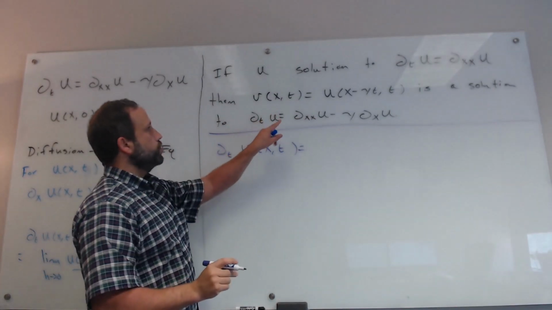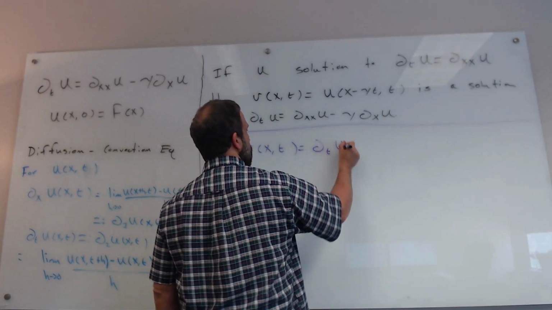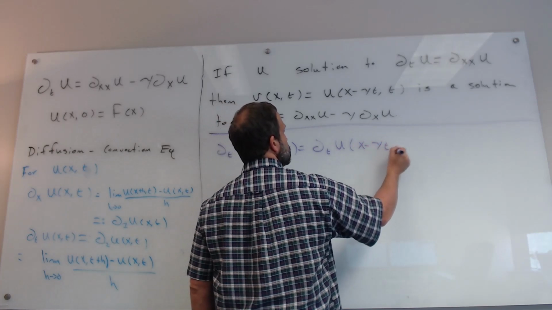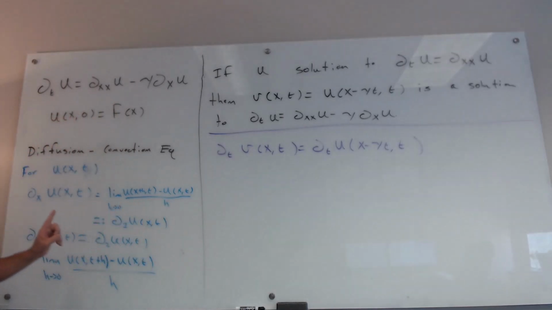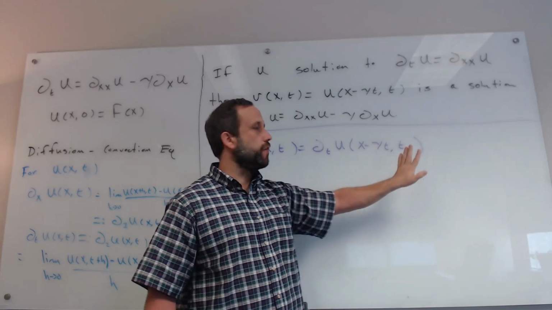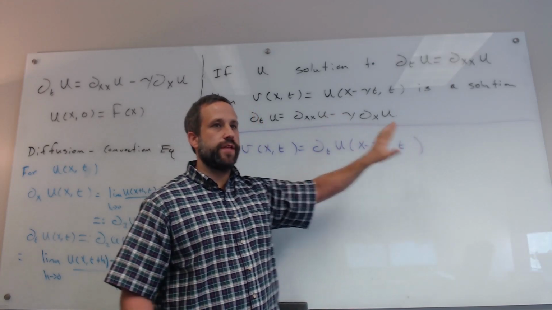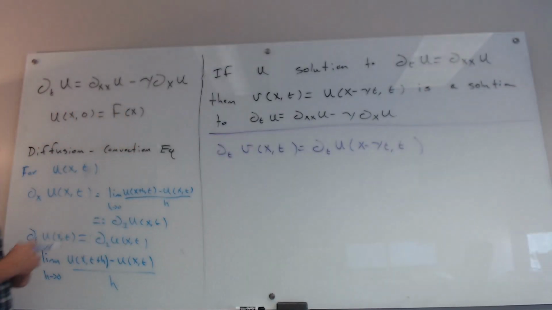V is equal to this. This is equal to the t derivative of u of x minus gamma t, comma t. Okay, so here's where it gets tricky, because over here the t derivative meant take the derivative in the second component, meaning we're going to add plus h to here and then subtract that off. But that's not what we're doing here, because there's a t here as well. So this is an example of where the notation can get a little bit ambiguous.